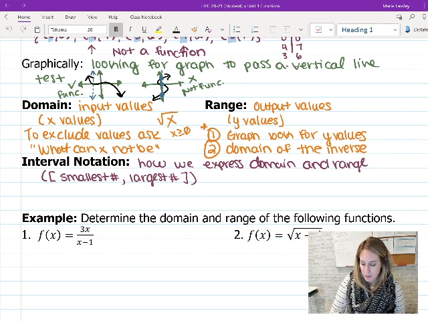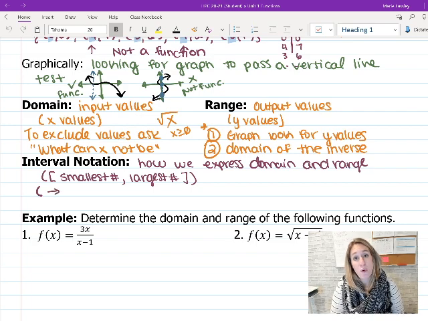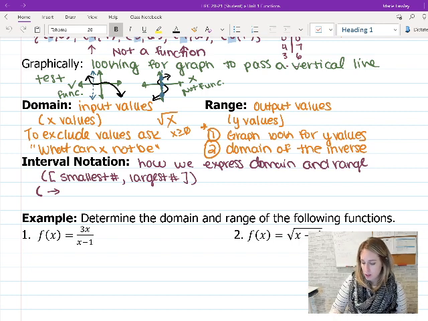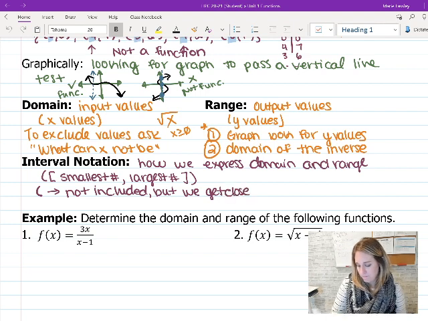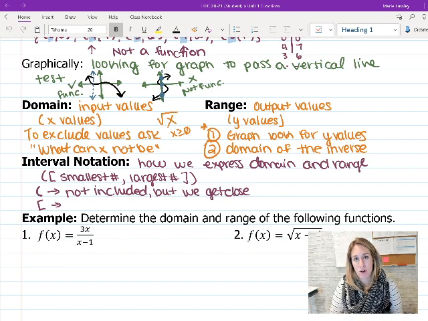Just to remind you, a parenthesis is used for numbers that we're not specifically including in our graph, but that we're getting really close to. So not included, but we get close to it. Whereas a bracket is for values that we are including in our graph. When we did this with quadratics, the y value of your vertex ended up being a bracket point because it was included in your graph. You touched that point, but you didn't go below it.